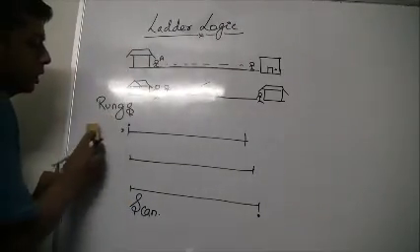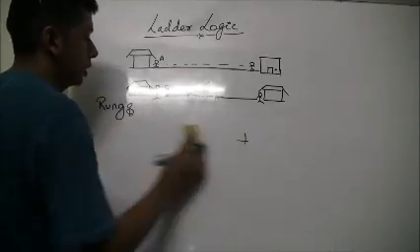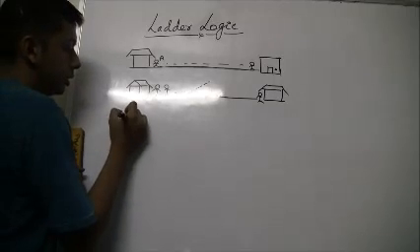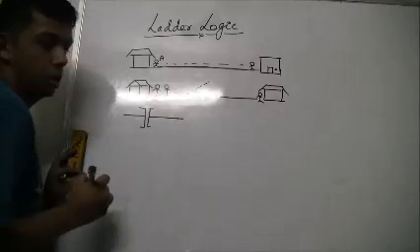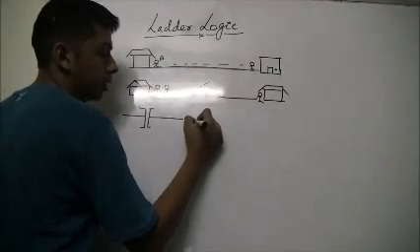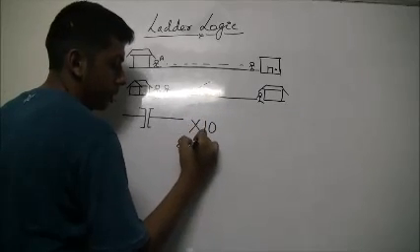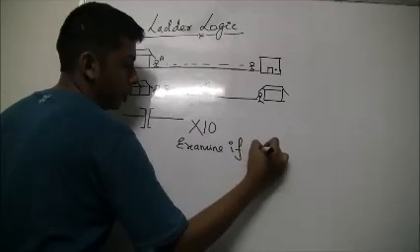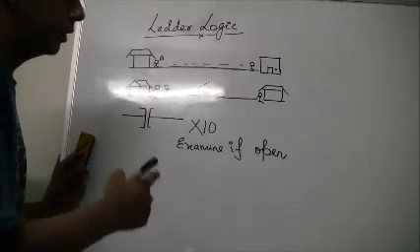Then we have certain switches. Number one is this, which simply checks if there is an input or not. This is commonly known as XIO, or examine if open. Now what is examine if open?